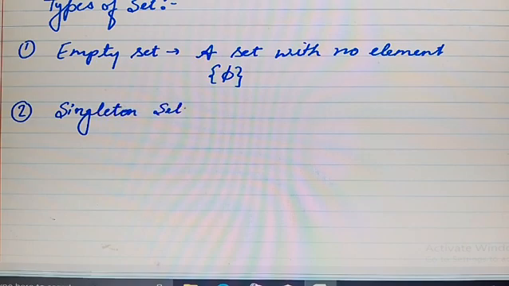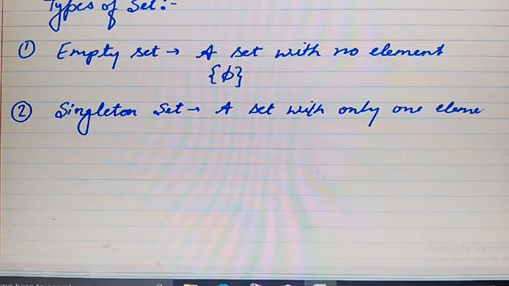Now the second one is singleton set. A set with only one element. As you can see, if A is equal to {5}, then it is called a singleton set. Let's move to the next one. That is the finite set.